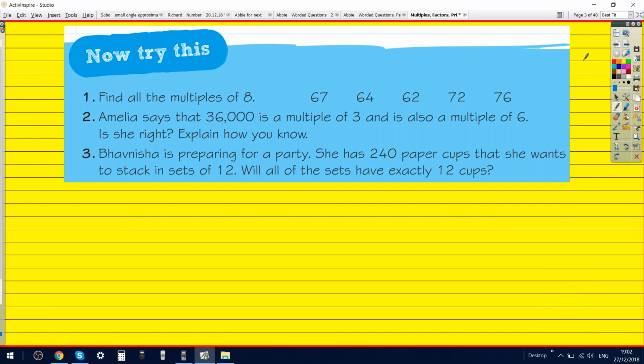Those are the multiples. I'll leave question 1. Okay, how about question 2?